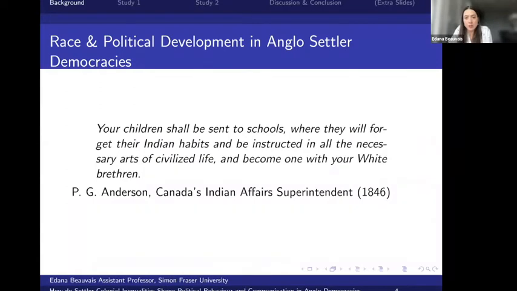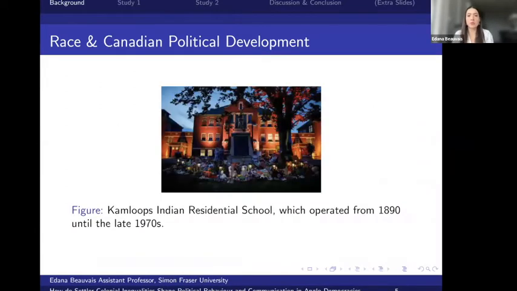Now, as we know, and what Indigenous peoples have been saying for years, is these schools were not just places where Indigenous children were indoctrinated into white European values. Many Indigenous peoples and Indigenous children never went home.